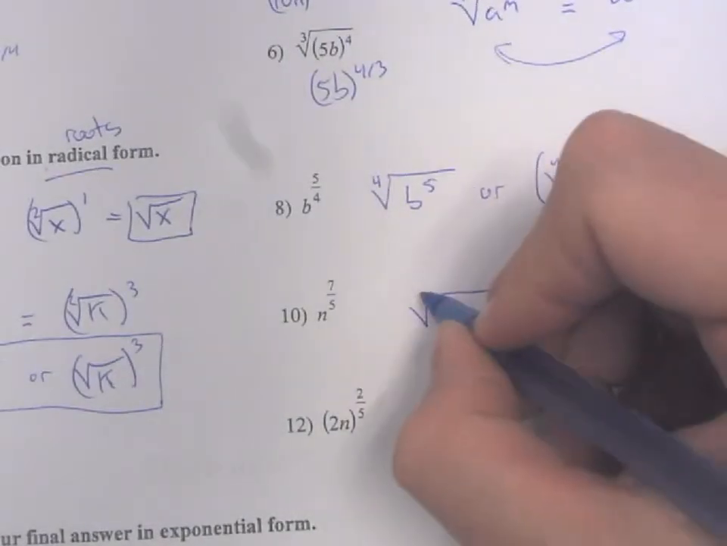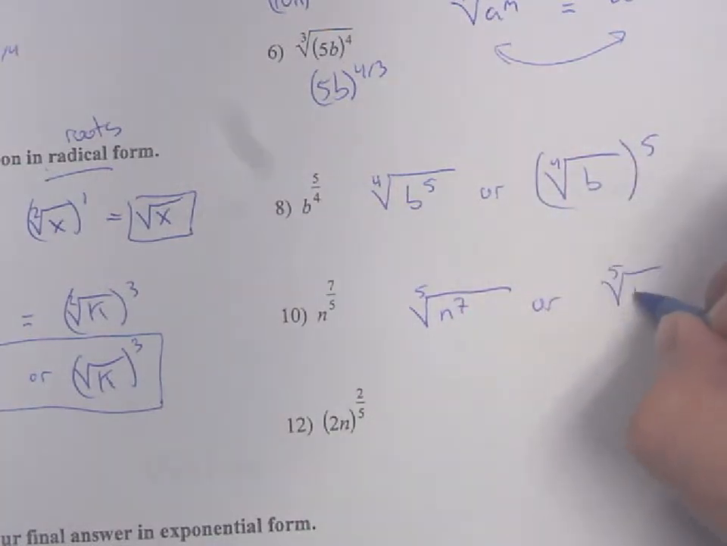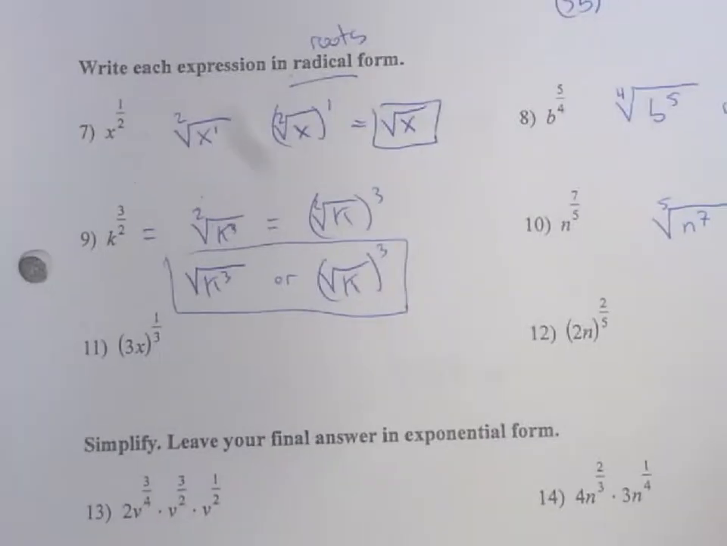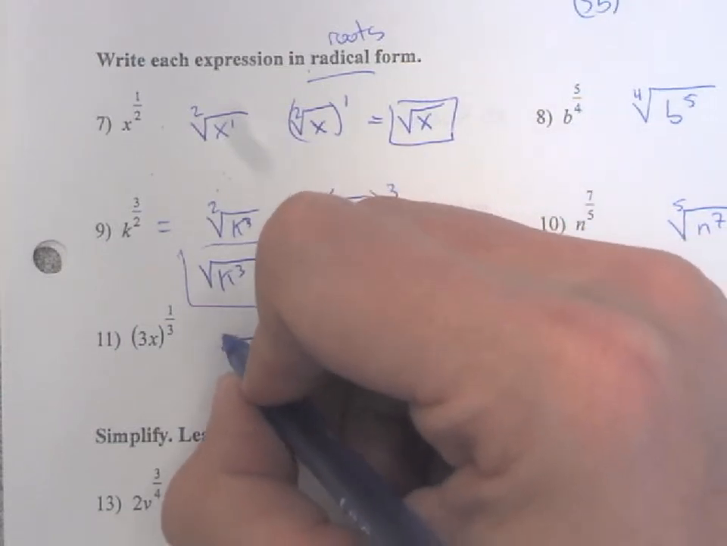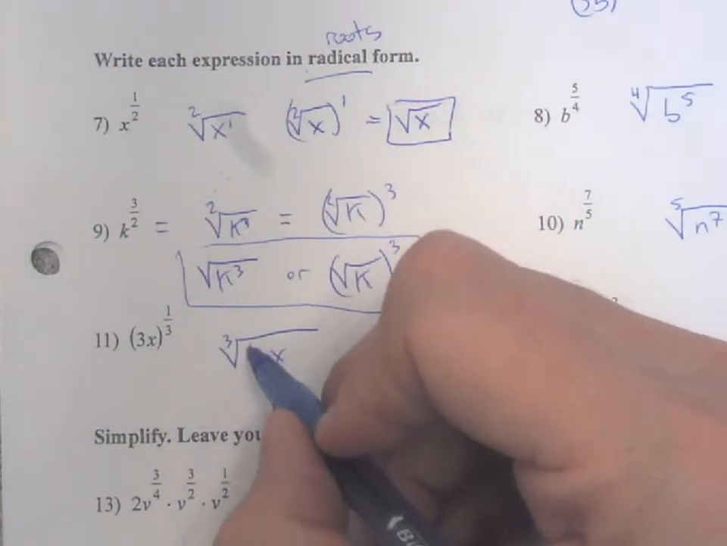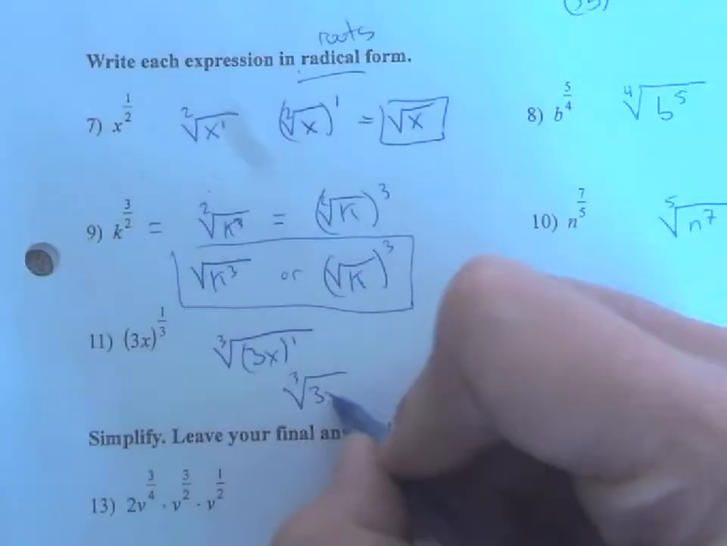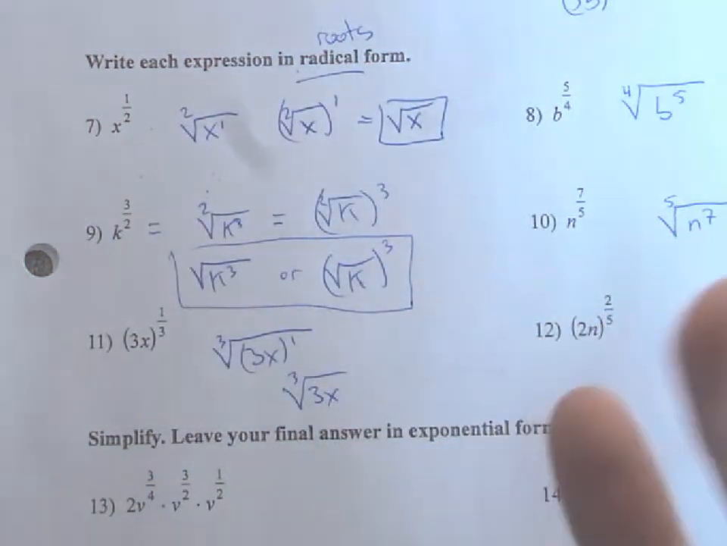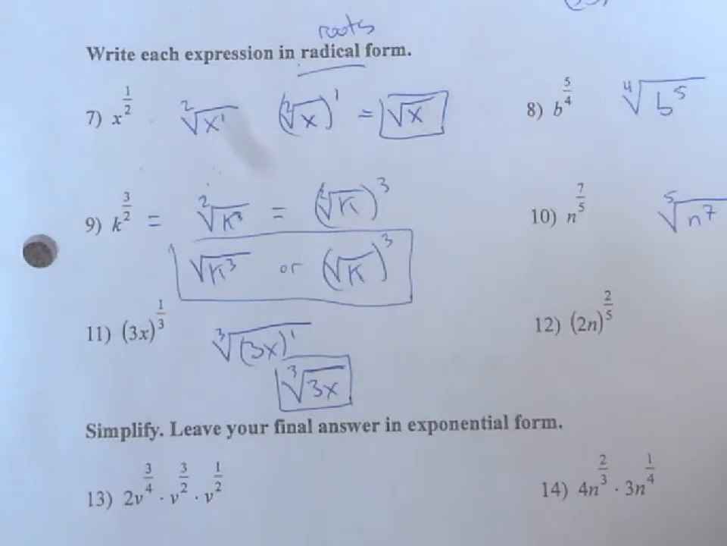Okay, here we have the 5th root of n to the 7th, or the 5th root of n to the 7th. Okay, now we've got some grouping symbols. So in this case, we're going to have the 3rd root, and then we're going to have 3x inside. Now we could put this to a power of 1, but we don't really need to write that power of 1. And if we don't have that power of 1 there, we don't need to write the parentheses because the radical symbol itself acts as a grouping symbol. We just have to make sure the 3 and the x are both under that root bar.